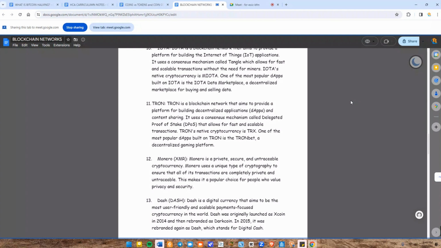Okay, so now Monero is a private, secure, and untraceable cryptocurrency. Monero uses a unique type of cryptography to ensure that all of its transactions are completely private and untraceable.